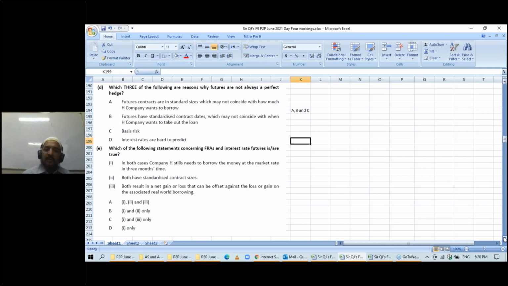Okay, both result in a net gain or loss that can be offset against the loss or gain on the associated real world borrowing. So that's correct. So the gain we earn in the futures market or the difference we receive from the forward rate agreement will compensate us for the real borrowing, right? So this is also correct. So 1 and 3 are correct. So the correct answer is C.